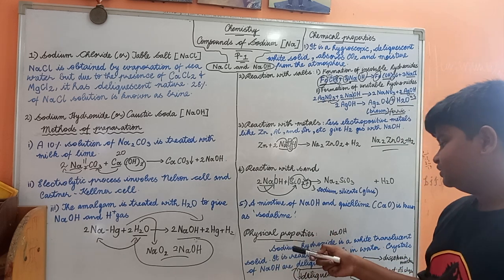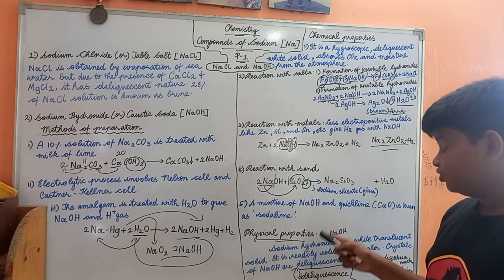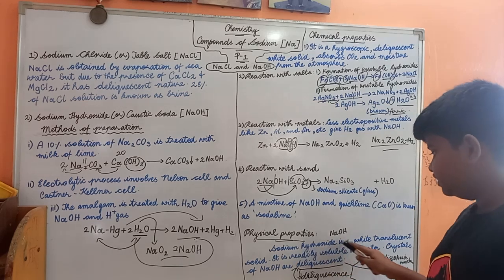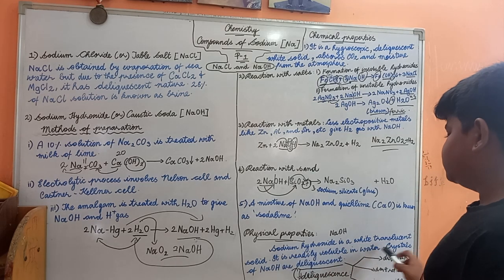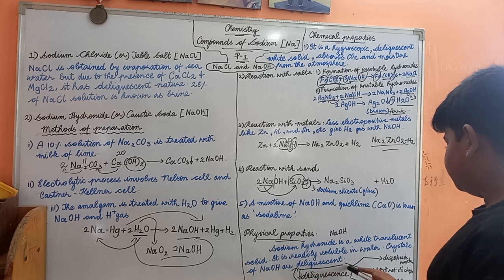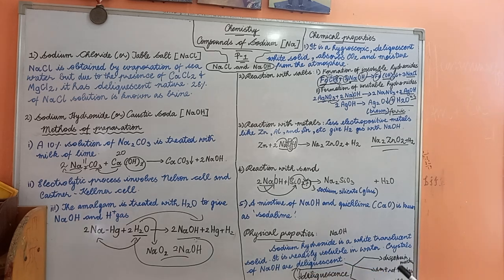The physical properties of sodium hydroxide are as follows. Sodium hydroxide is a white translucent solid. It is readily soluble in water. Crystals of NaOH are deliquescent. The properties of deliquescence are: dissolves in moisture, doesn't retain its shape, and it is irreversible. The process is referred to as deliquescence.